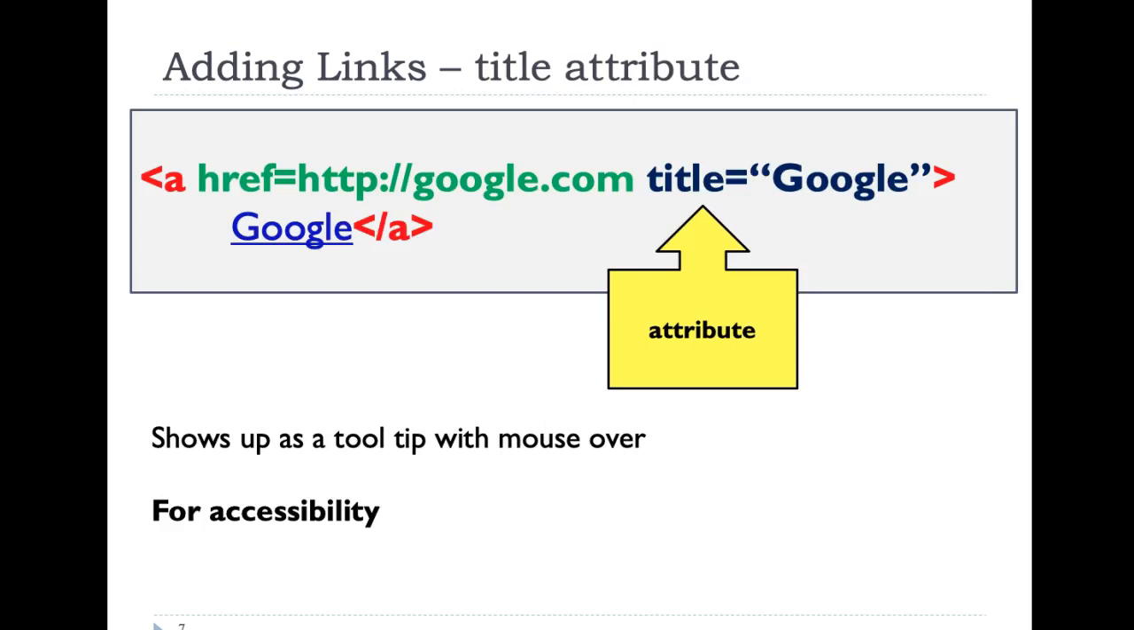So in this case, we have a title attribute which equals Google, and when we mouse over that entire link, the attribute would show a tooltip which just says Google. Now this is for accessibility and to give screen readers an idea of what we're doing, because the web address may not be enough information for a screen reader to communicate exactly what that link will go to.